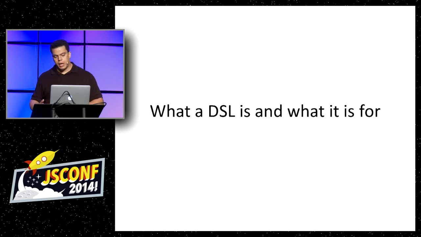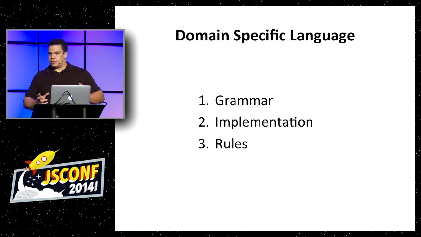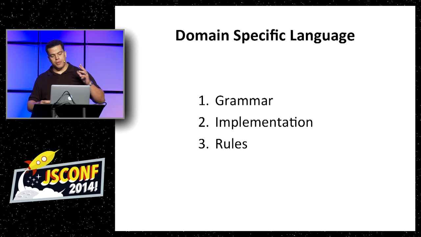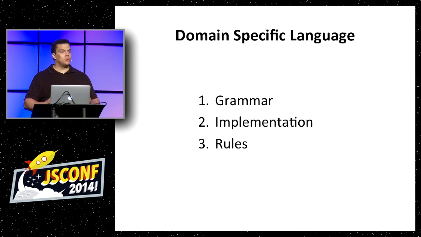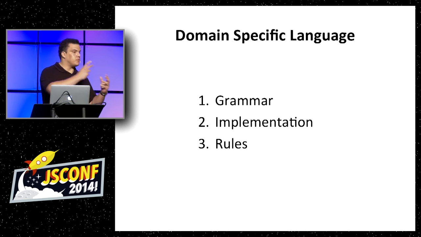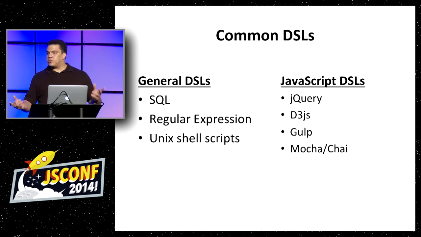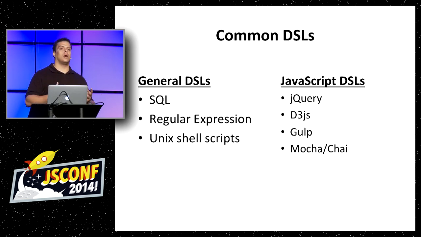Now, here's what a DSL is. There's three aspects of a DSL. The grammar, that's the syntax and the words that make it up. The implementation, which is the code that obviously implements it. And then the rules that use the grammar to express something useful. We're very used to DSLs. SQL, regular expressions and Unix shell scripts, they're all DSLs.